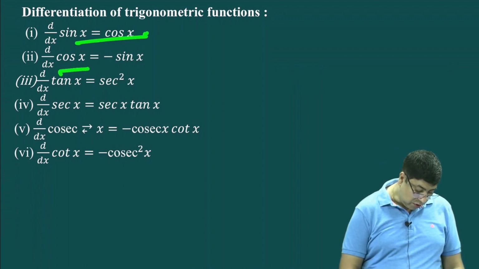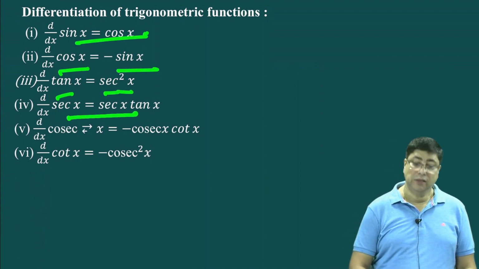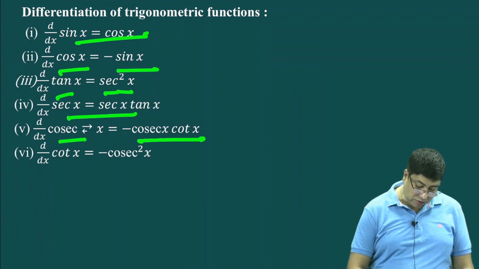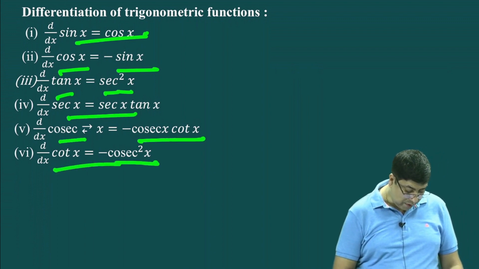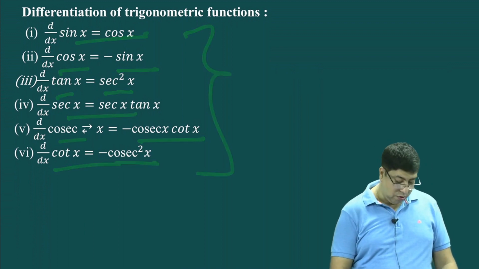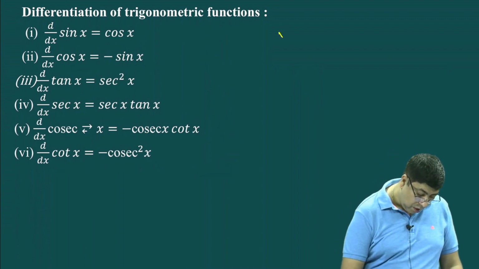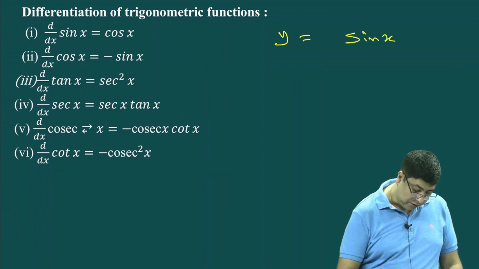And the derivative of cos x is minus sin x, the derivative of tan x is sec square x, the derivative of sec x is sec x tan x, the derivative of cosec x is minus cosec x cot x, and the derivative of cot x is minus cosec square x. These are the main formulas for trigonometry, which you have to keep in mind. Now, for example, y equal to sin x. So d/dx of sin x, dy/dx is cos x.